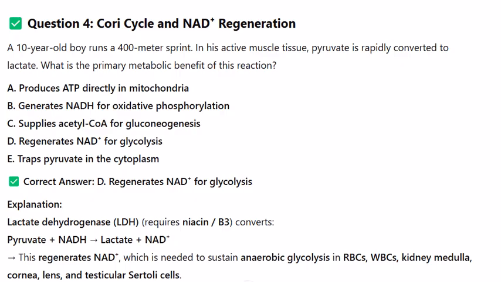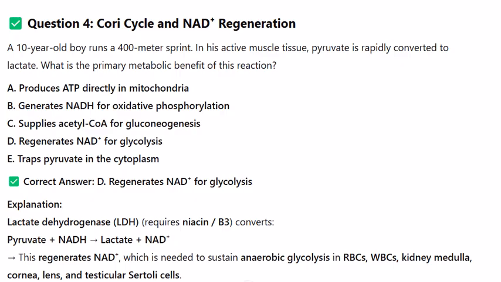A. Produces ATP directly in mitochondria. B. Generates NADH for oxidative phosphorylation. C. Supplies acetyl-CoA for gluconeogenesis. D. Regenerates NAD for glycolysis. E. Traps pyruvate in the cytoplasm. Correct answer: D. Regenerates NAD for glycolysis.